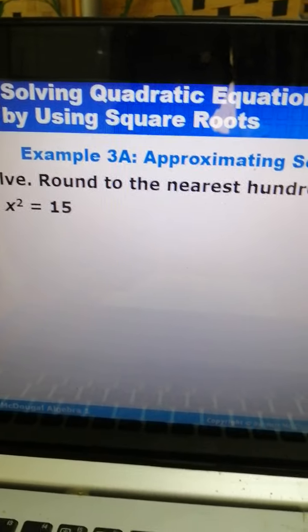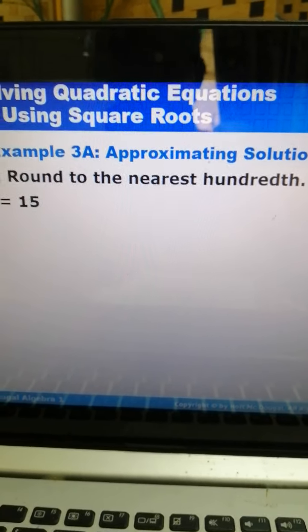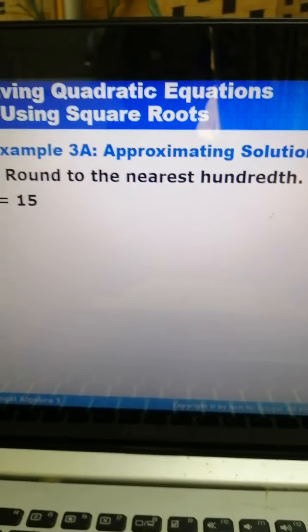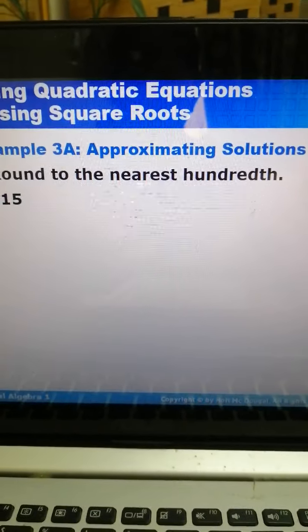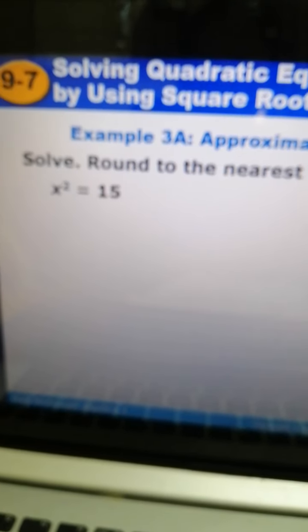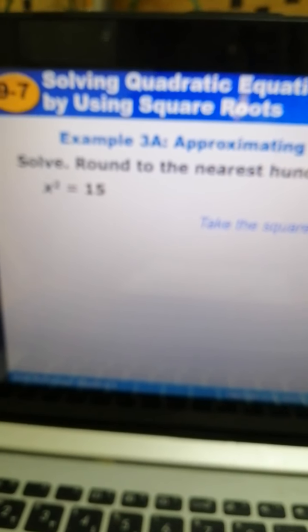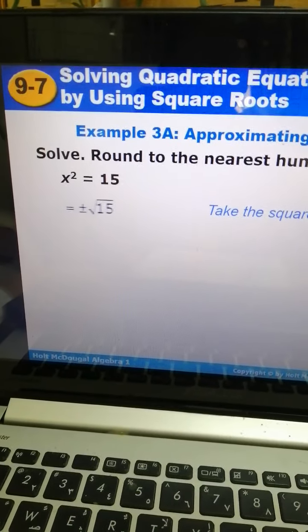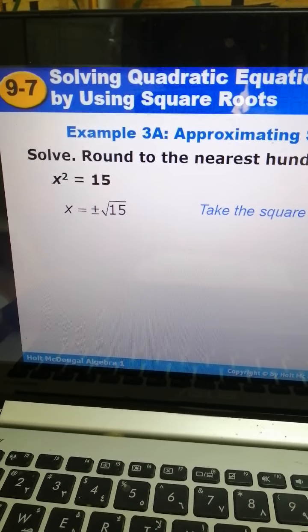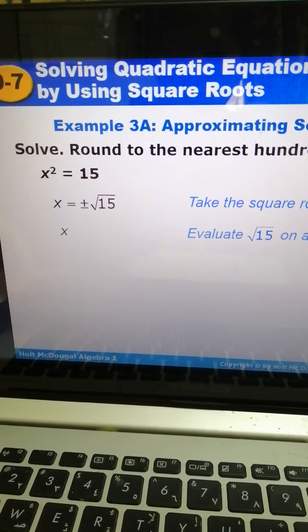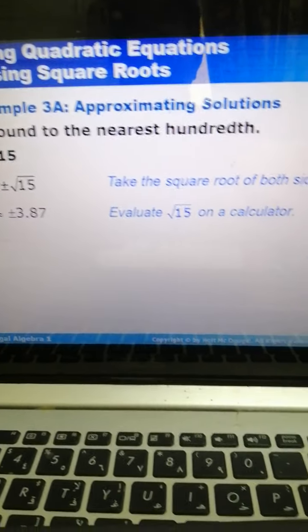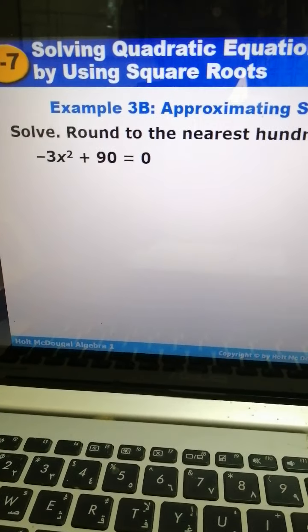We don't have an exact square root, or the number is not a perfect square, so we approximate the solutions. So solve and round to the nearest hundredth. Okay, you know what the nearest hundredth is, right? How many digits after the decimal point? Okay, so the given is x squared equals 15. So apply the square root property again, because x squared is isolated, so it will be positive negative square root of 15. Or approximately, when you press it in the calculator, it's positive negative 3.87. Okay, got it? That's example 3.